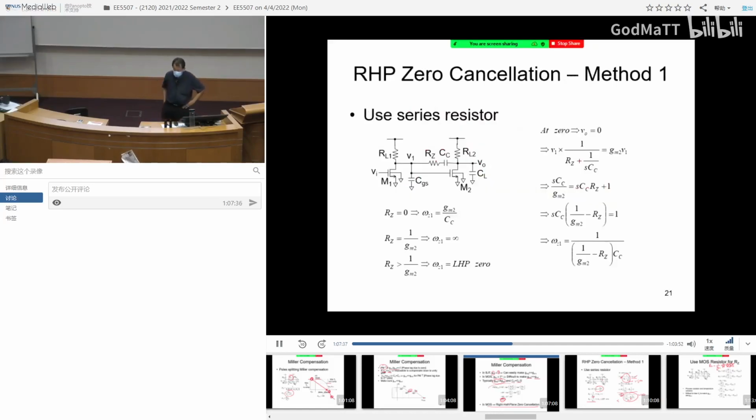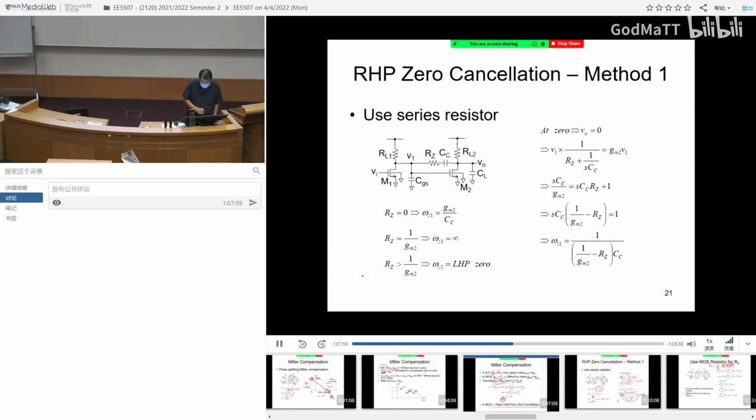So it turns out we can. We can introduce one additional resistor in series with the CC over here. So if RZ equals 0, we actually go back to the previous one, the previous Miller compensation. But before we do that, let's see how we can derive the 0.